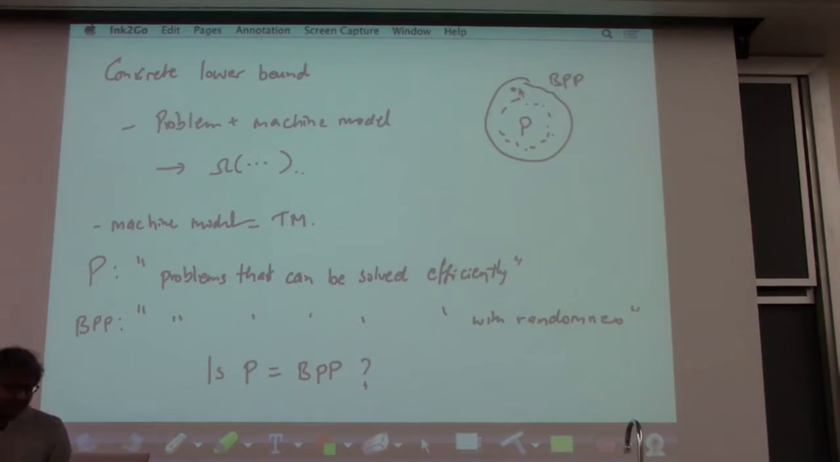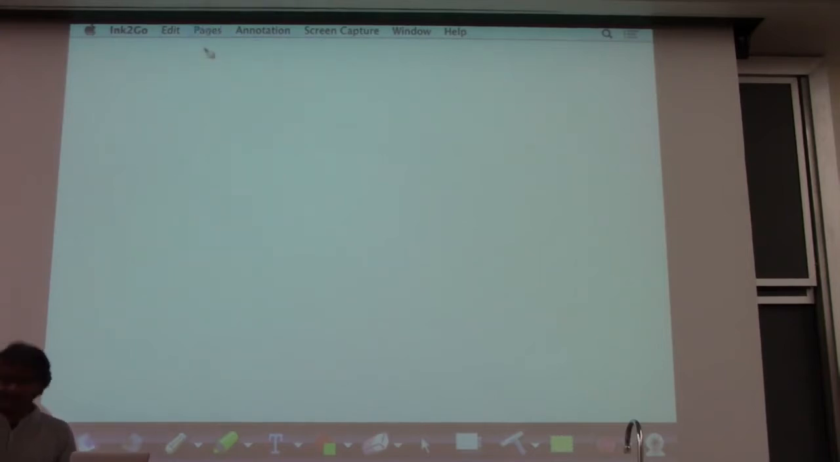For example, another complexity class that comes up is this: I know P is efficient in terms of time. What about efficiency in terms of space? This is a class that's called PSPACE. It's a class of all problems solvable in polynomial space. And now you can ask, what is the relationship between P and PSPACE?